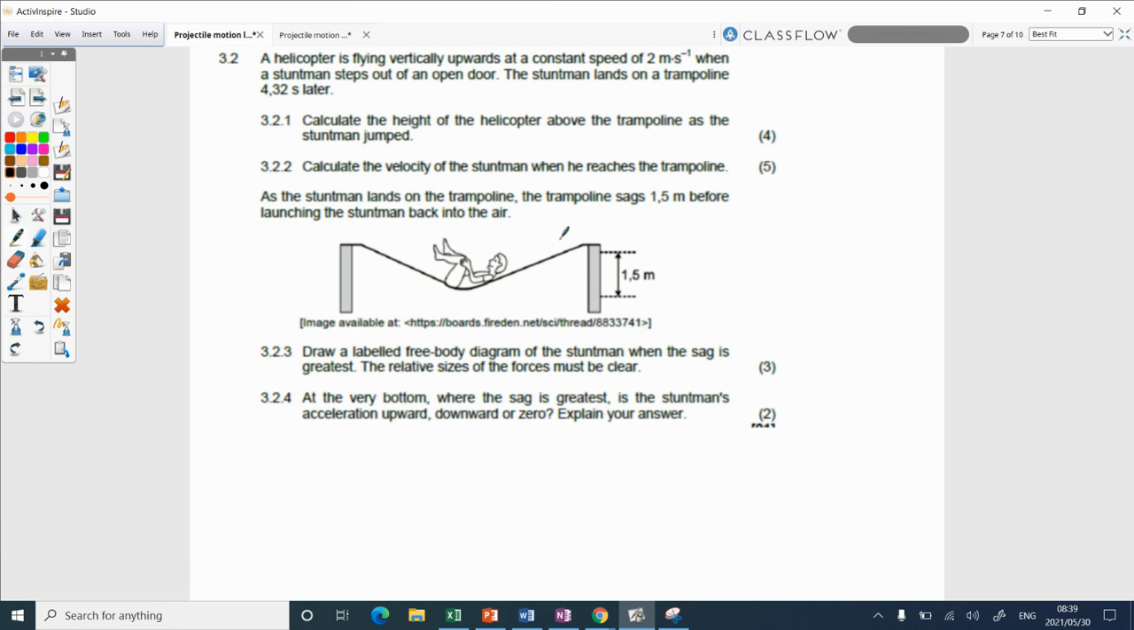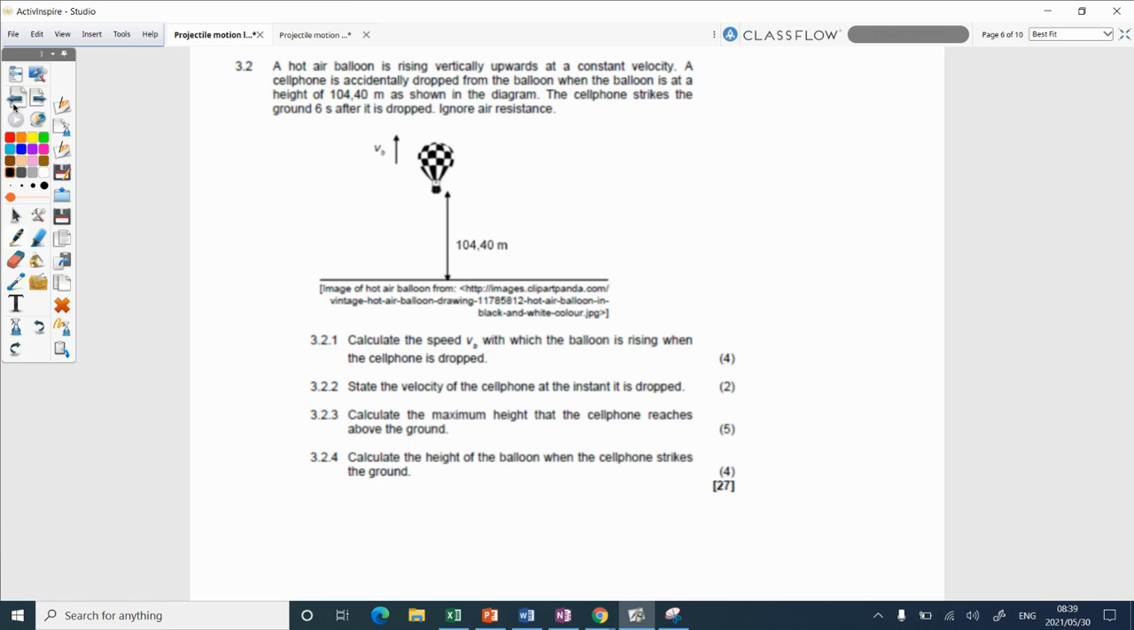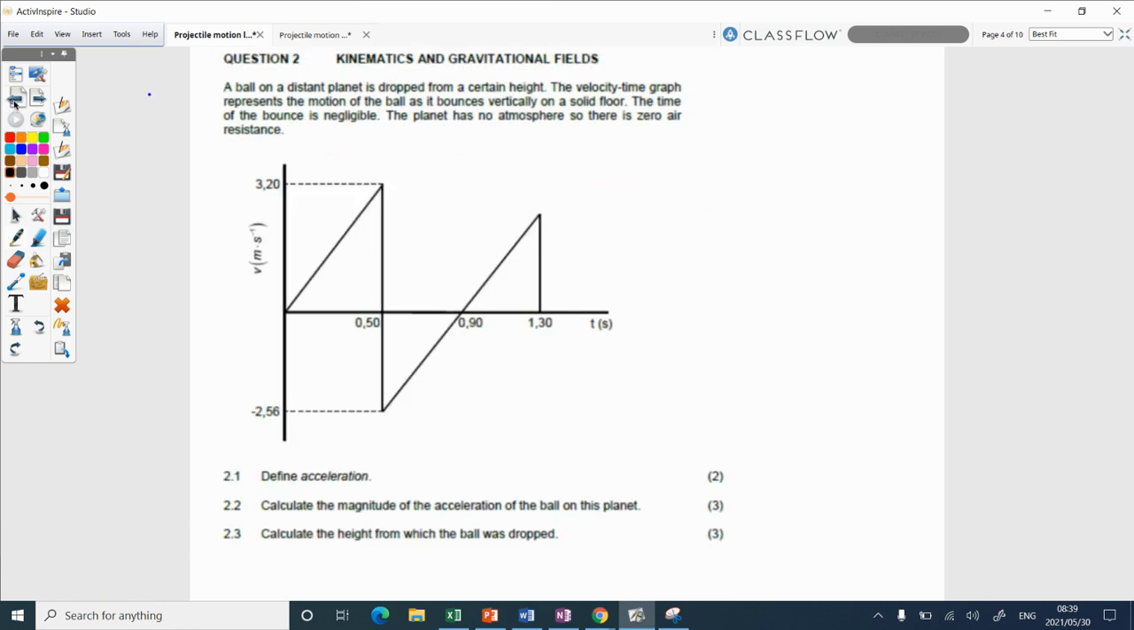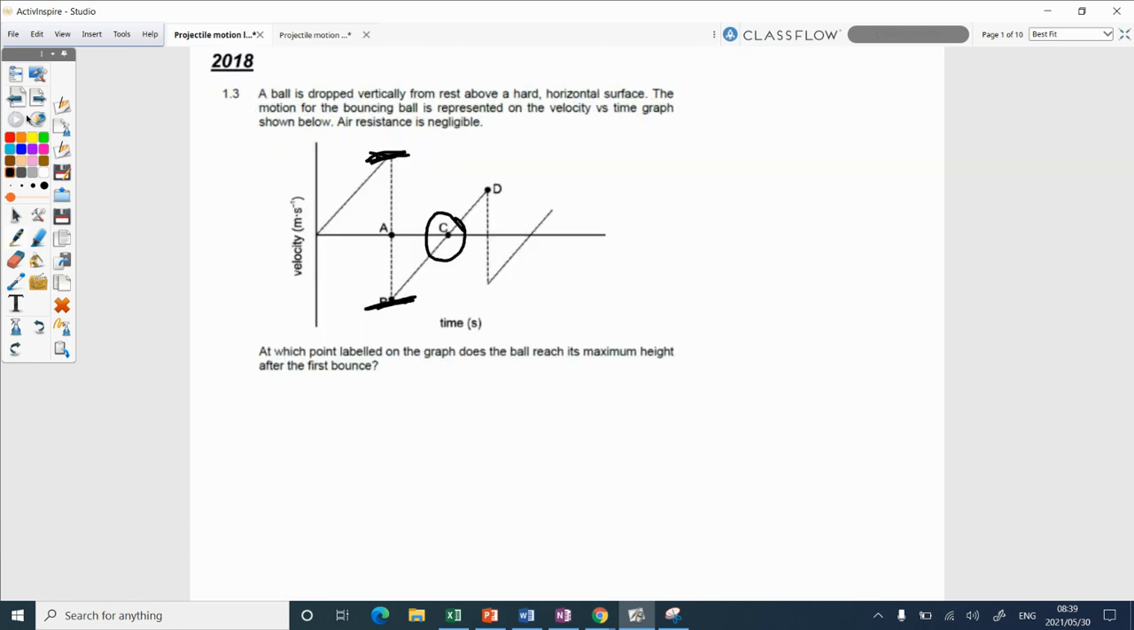Then it stops there at the bottom, which would be that point A on your graph. Then it speeds up and then it leaves the trampoline. And then it gets to maximum height. Again, B leaves the ground. C is maximum height. D, it hits the ground for the second time. There, it leaves the ground for the second time.